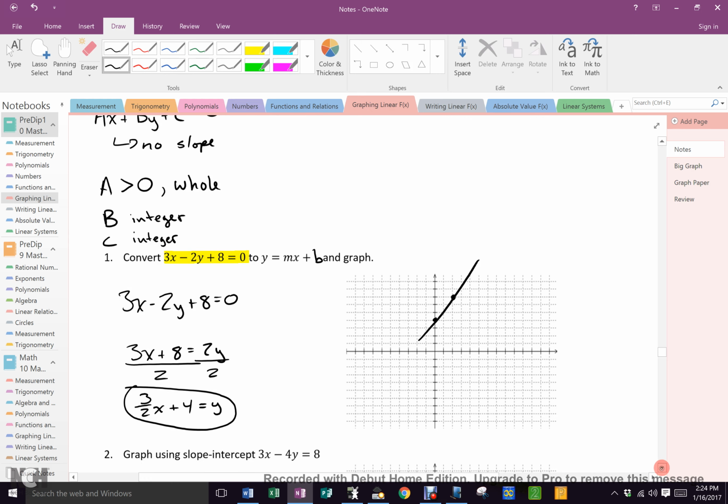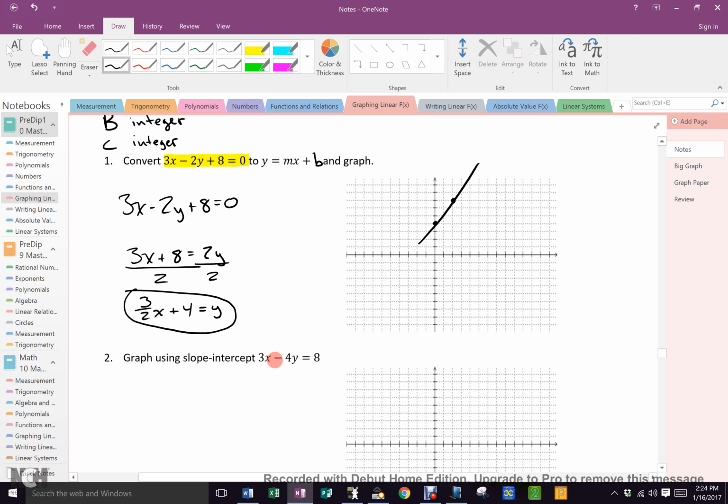What about the next one? What form is that in, general or standard? Standard. Do you think we do anything different to get it in slope-intercept form? No, get y by itself. What are you going to do? What would you move? Okay, then you've got negative 4y equals negative 3x plus 8. Now what are you going to do?